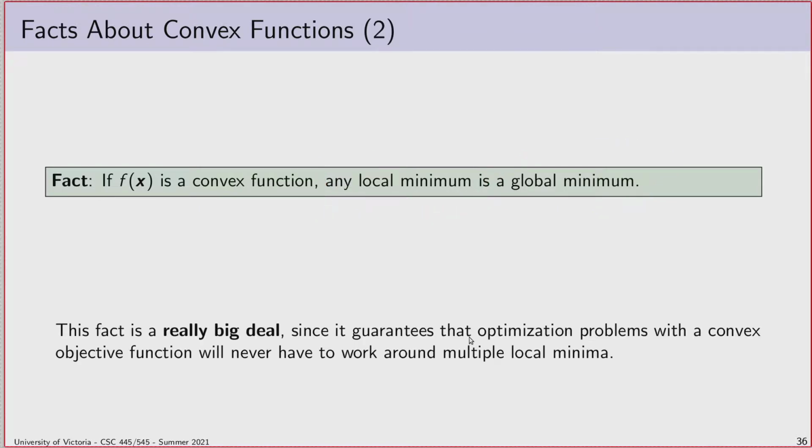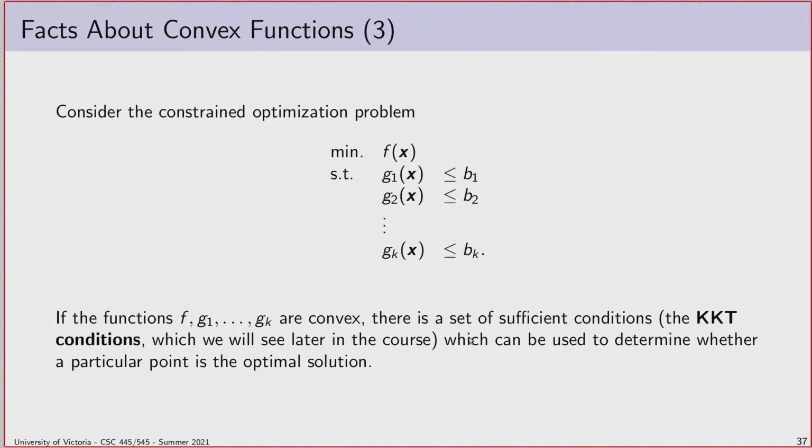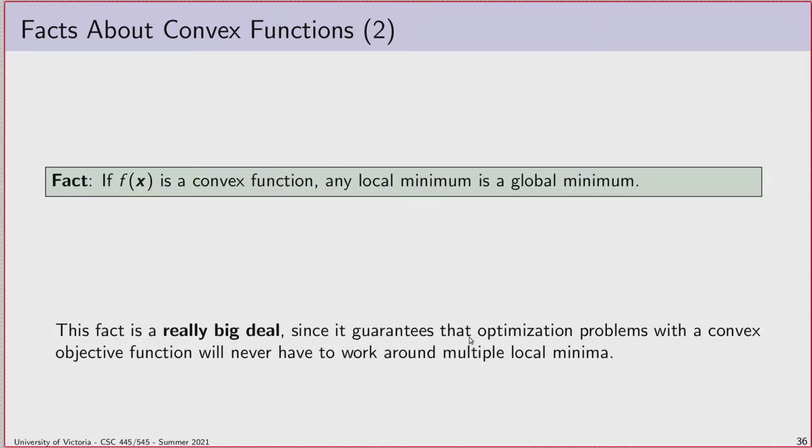Okay, sorry, I missed the slide, but the slide agrees with me. It's a really big deal. So what about the constrained optimization problem? It turns out that there is also a set of conditions that saves us there as well. This is obviously really nice, just having this fact: you find me a local minimum, you've got your global minimum.